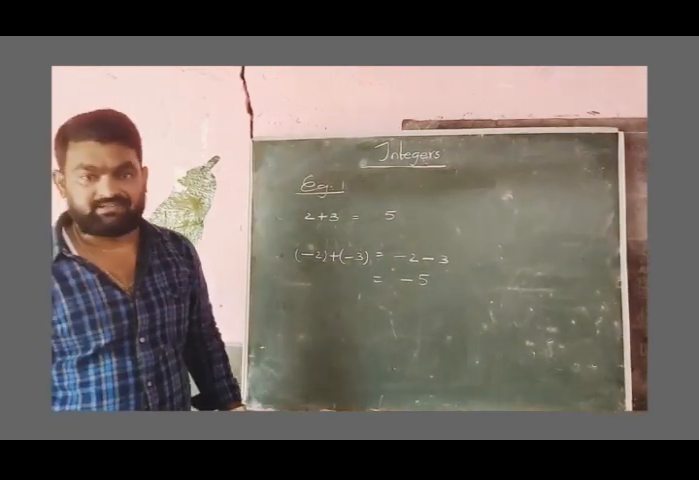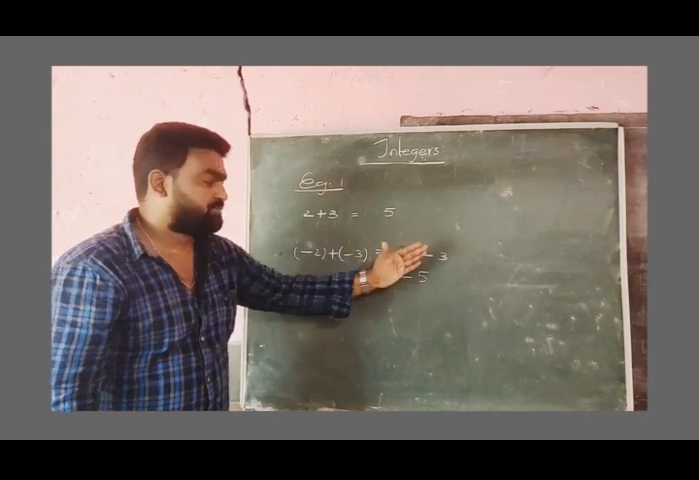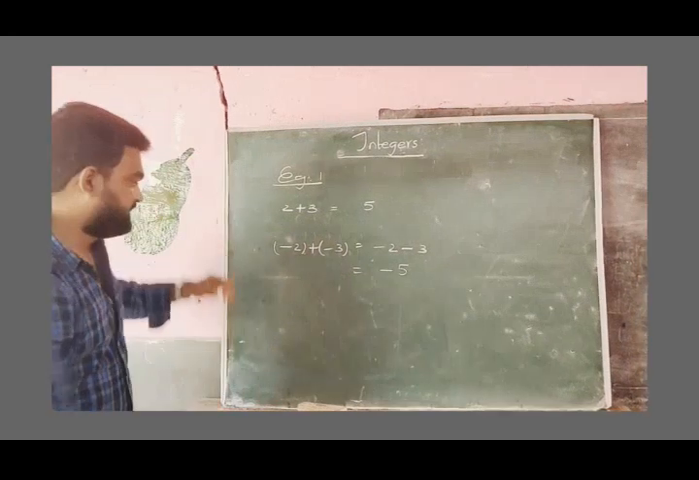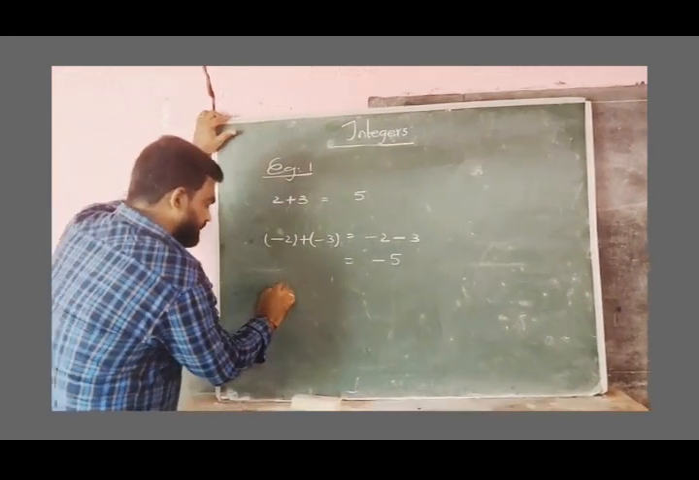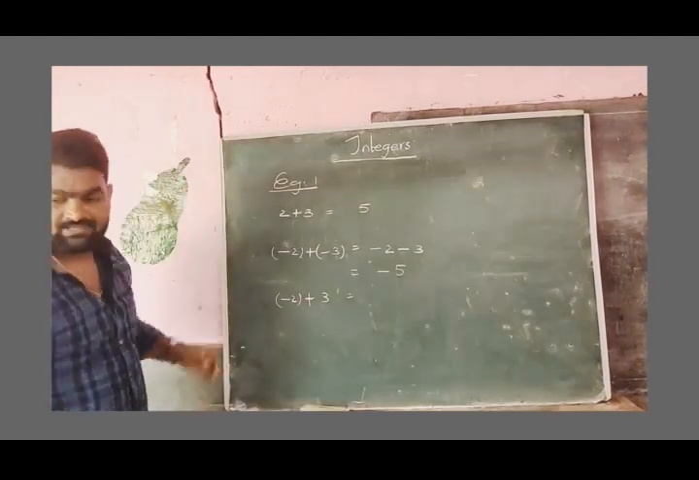Hope it is very clear. Sum of two negatives is always negative. So minus 2 minus 3 is minus 5. We have to add both the numbers and apply the minus symbol. Now, minus 2 plus 3.